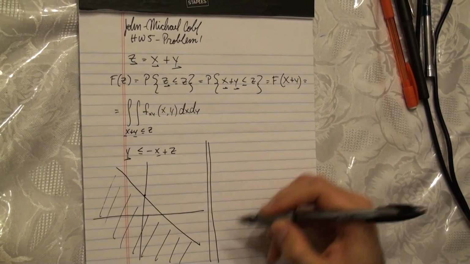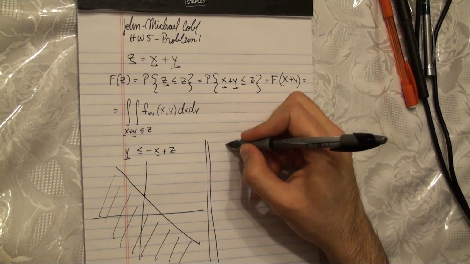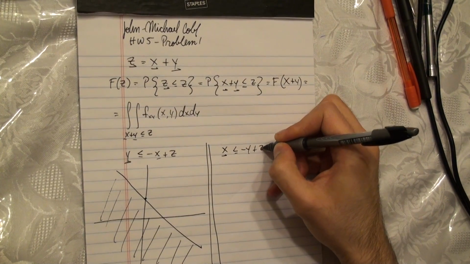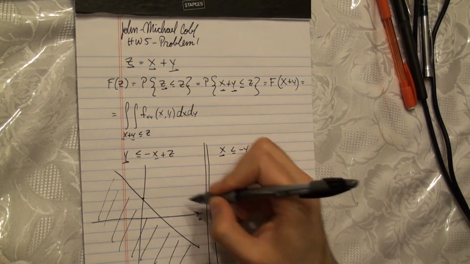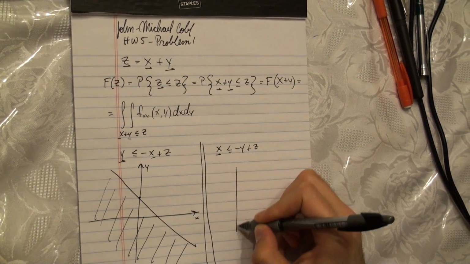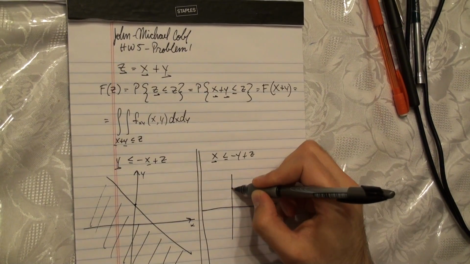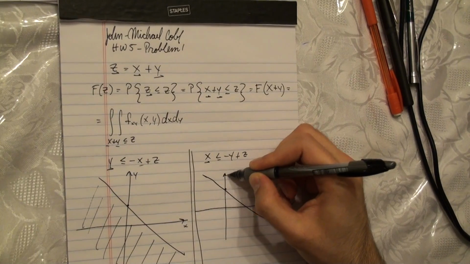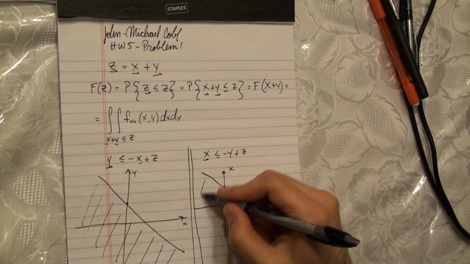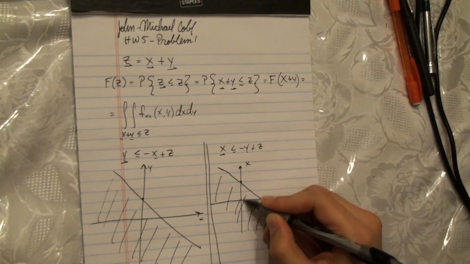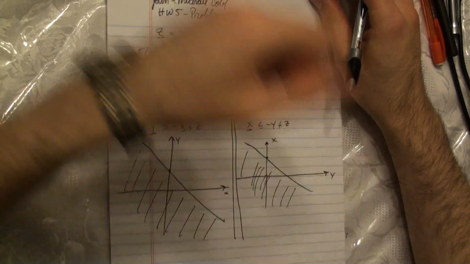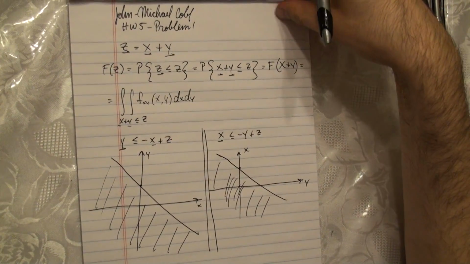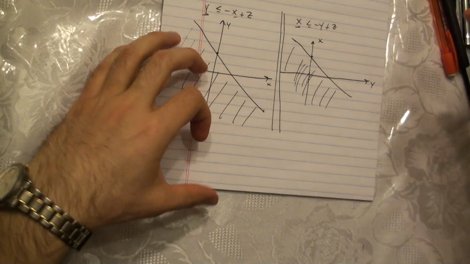Another approach is to solve for x, so we get x is less than or equal to minus y plus z. So this is x, this is y. And we can draw a similar graph where this is y and this is x, and we have this region that we're concerned about. So now let's actually look at the integral.